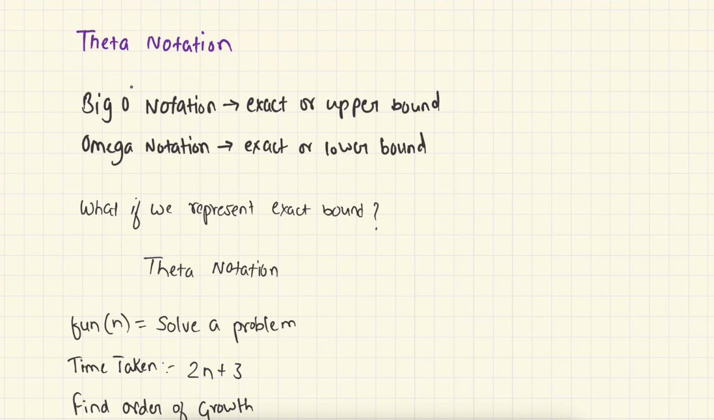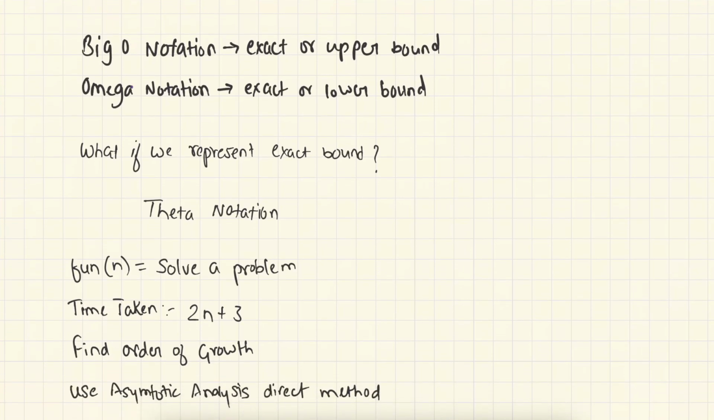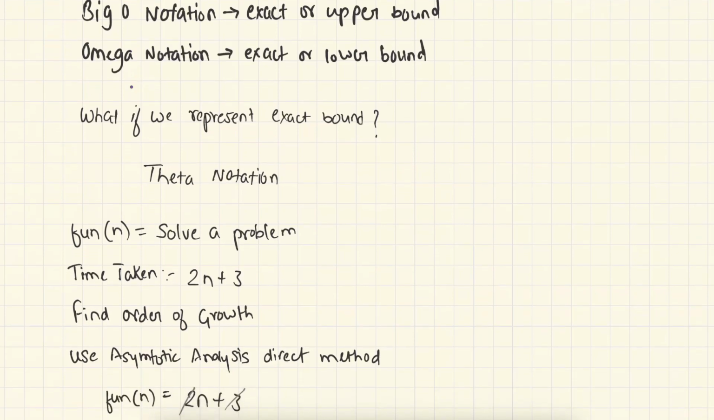Now the question is, what if we want to represent the exact bound of an algorithm? Do we have any other notation? Yes, this is where theta notation comes into the picture. So whenever you have a situation where you know exactly that my function is going to take this much amount of time, you can simply represent the order of growth of this function in theta notation. So let's see an example.